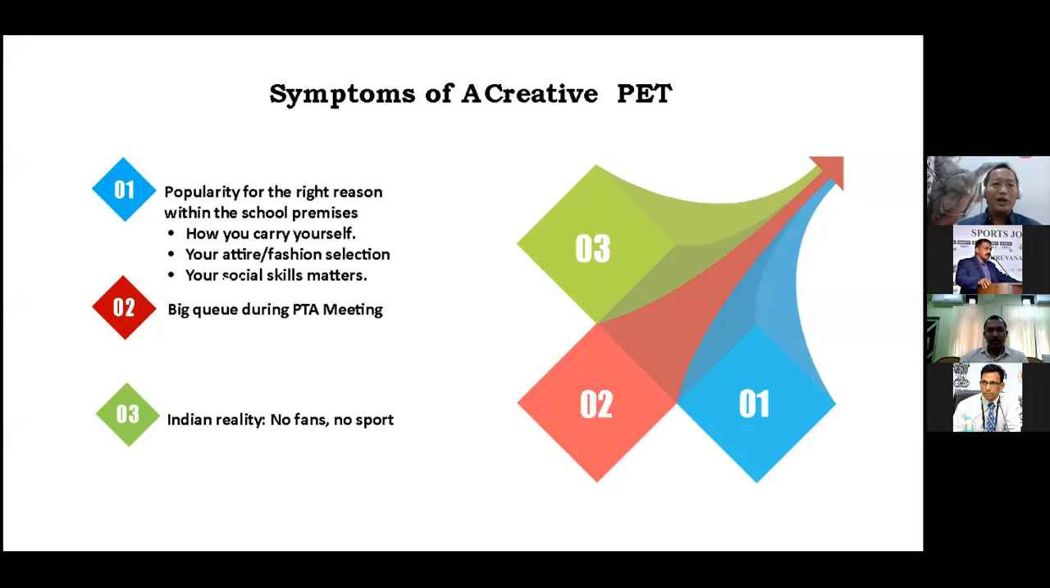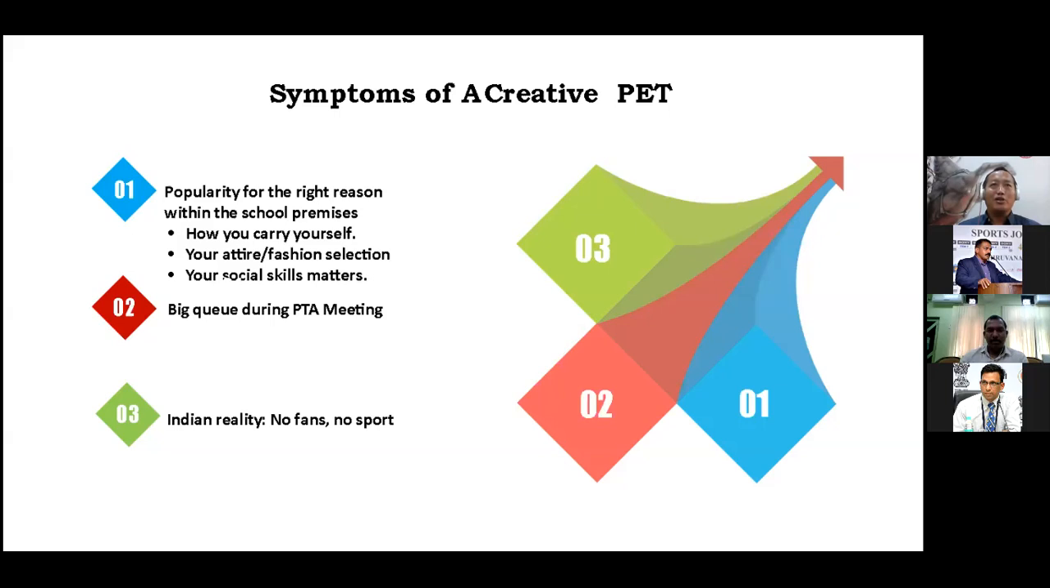What I mean by attire and fashion selection is, I only want to stress, there are some programs in the school. Be comfortable as a physical education teacher. Try to be comfortable with your sports dress. Second, try to be also comfortable with a casual dress. And when some big program is held in the school premises, try to dress comfortably, formally also. Because this is the time when people observe you.